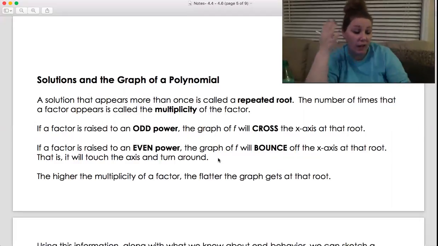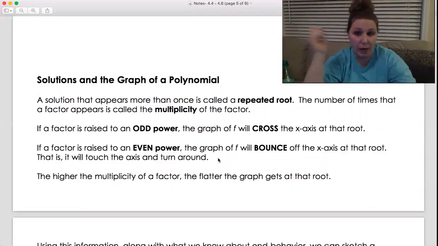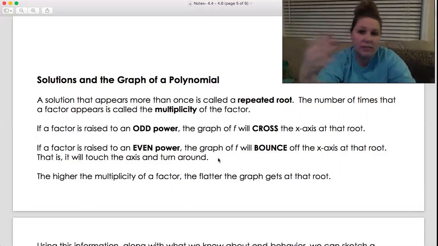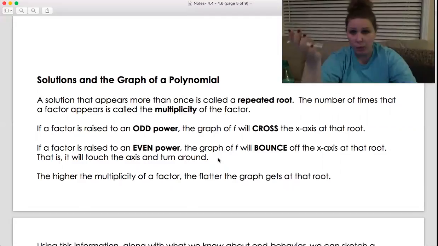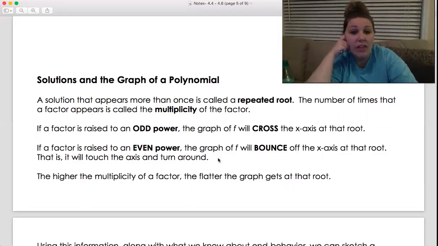Those roots that come from a factor that's squared or maybe cubed or even a higher power, those are called a repeated root. So the roots of an equation are another word for the solutions. You're going to hear me say solutions and roots at the same time. So the number of times that a factor appears is called the multiplicity of a factor.